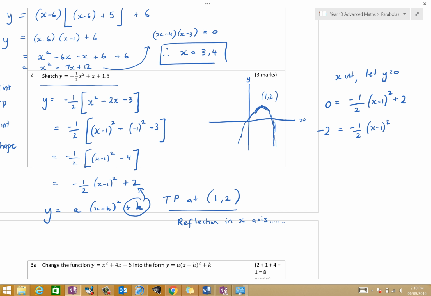So what can we do to both sides now to get rid of that half? Times it by 2. Well, let's times it by negative 2. So what I've got, well, okay, let's have a look at this. These negatives, can't they cancel out? Okay, and now let's multiply both sides by 2 because it's divided by 2 at the moment on the right-hand side. So we've got this.